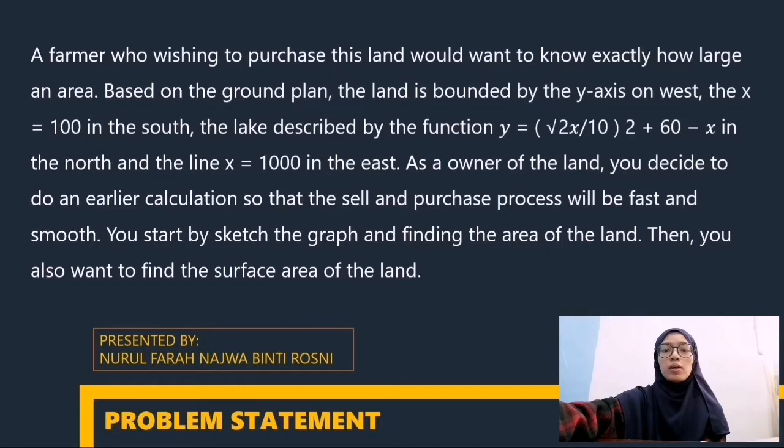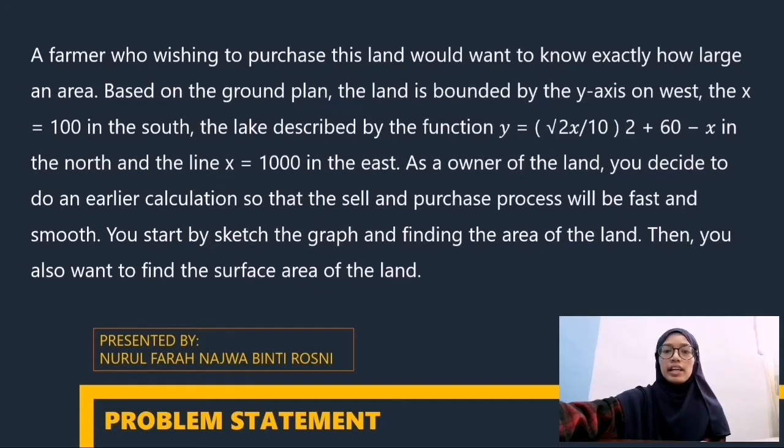I will present to you the problem statement for case 1. A farmer wishing to purchase this land will want to know exactly how large an area. Based on the ground plan, the land is bound by the y-axis on the west, the x-axis in the south, the land described by the function y equal to (square root 2x over 10) to the power of 2, plus 60 in the north, and the line x equal to 100 in the east.